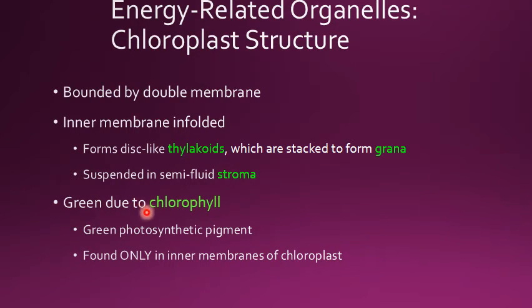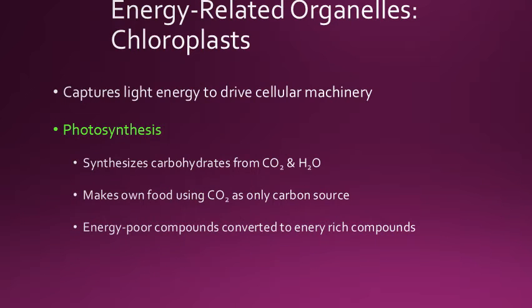The green color of these organelles is due to chlorophyll, which is a photosynthetic pigment, and they're found only in the inner membranes of chloroplasts, because that's where photosynthesis occurs. So the chloroplast captures light energy to drive cellular machinery. Photosynthesis synthesizes carbohydrates, which are what? Synthesizes sugars from CO2 and water. And it makes its own food using CO2 as the only carbon source.